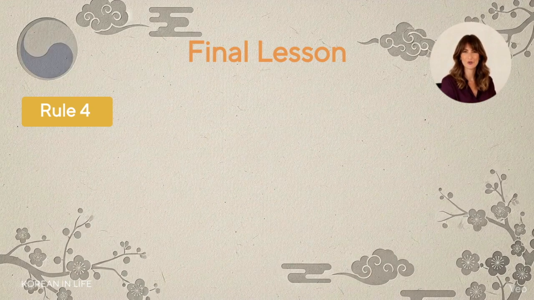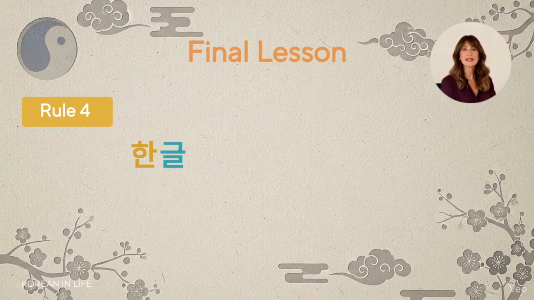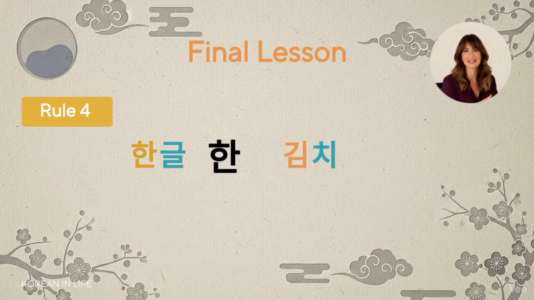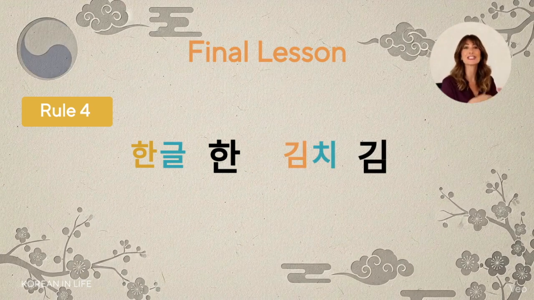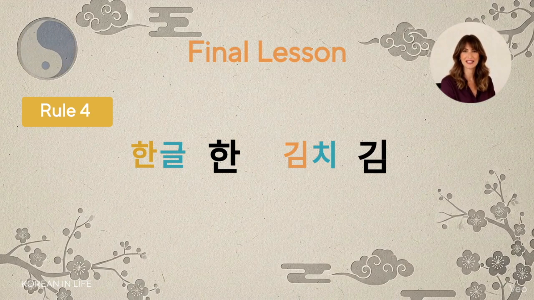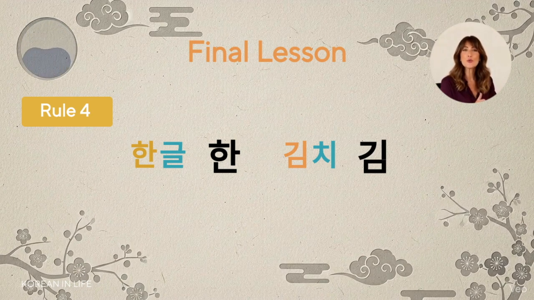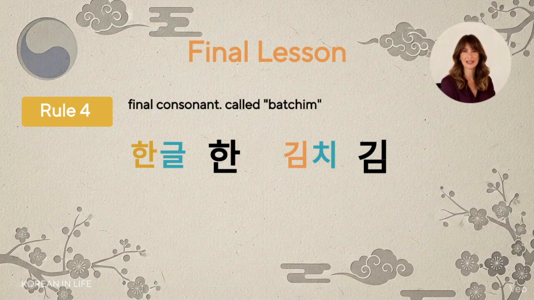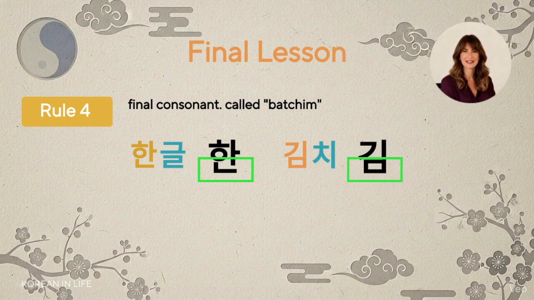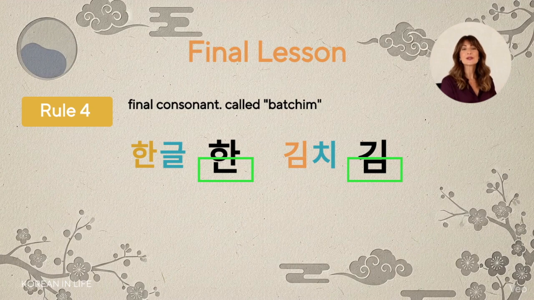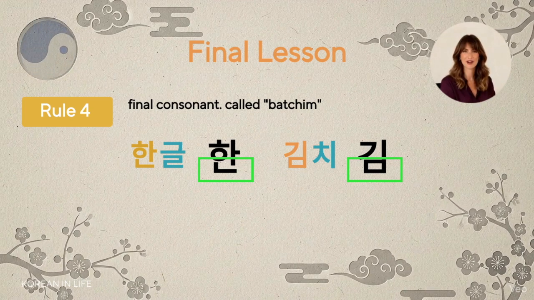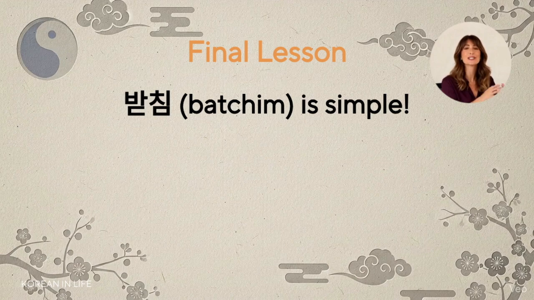But in the word Hangul, the hun part, or in kimchi, the kim part, you see something extra attached at the bottom, right? That's right. It's the final 4th rule of Hangul combination, called Batchim. Batchim is a Korean word that means the final consonant that supports the syllable from the bottom. The rule is very simple.